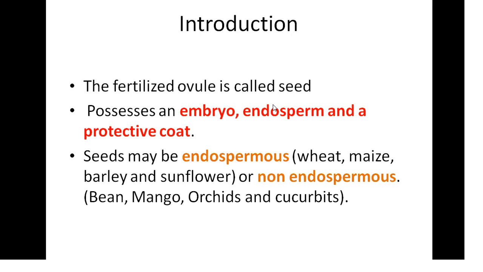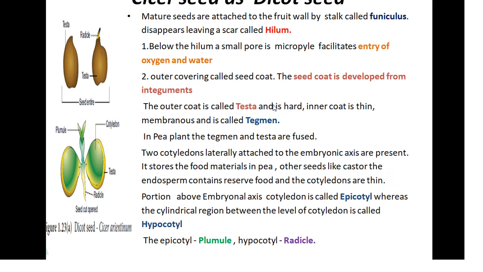You may ask the question, who will supply the nutrition to these non-endospermous seeds? Here the cotyledon will be there. The seed itself will give the nutrients. Okay, so what are cucurbits? You may ask the question. Cucurbits means nothing but the watermelon, muskmelon. All those fruits will come under the family of cucurbits. Okay, so next I am coming to that.